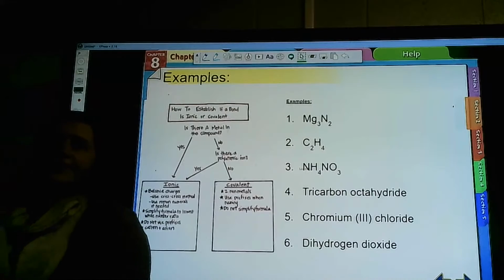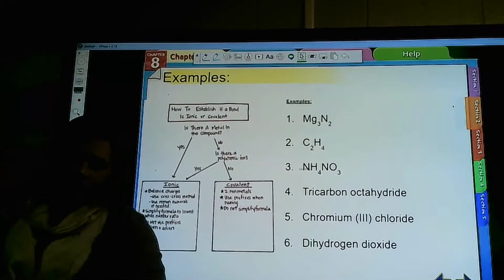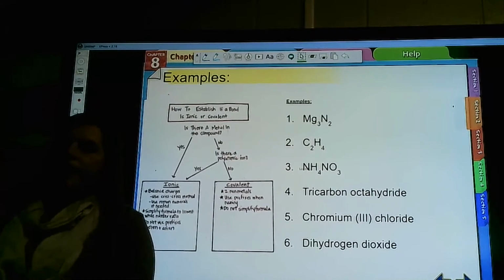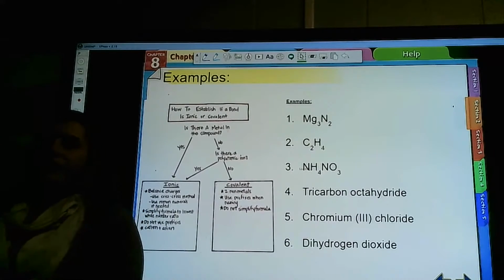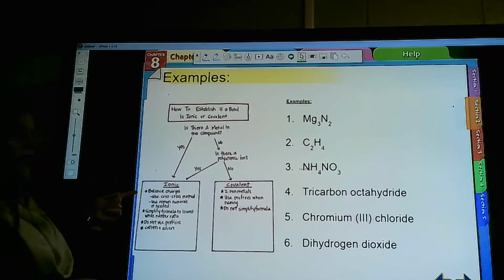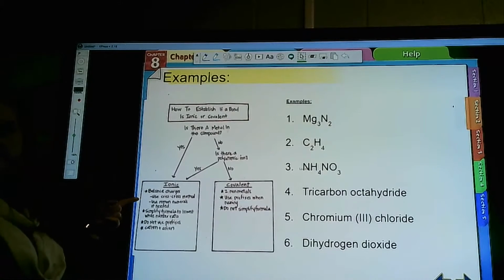The first thing you should look for is, is there a metal in the compound? If there is a metal in the compound, then it's an ionic compound automatically. If it is ionic, that means that we need to balance out our charges when we write formulas. That means we're going to use the crisscross method. We might need to use Roman numerals to differentiate between transition metals with more than 1 charge. We would need to simplify the formula to its lowest possible ratio between them. And we are not using prefixes here.